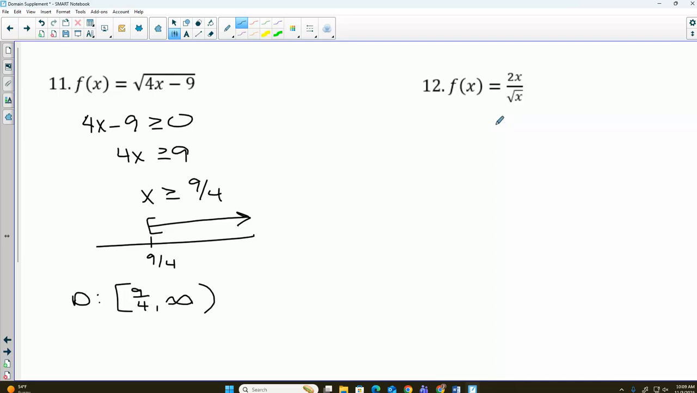Number 12, what's different about this one? I have a fraction and a radical. So let's deal with both parts. The fraction says the denominator cannot be 0. So if you square, you just get that x can't be 0. The radical says the thing under the radical greater than or equal to 0. I have to put both of these together.